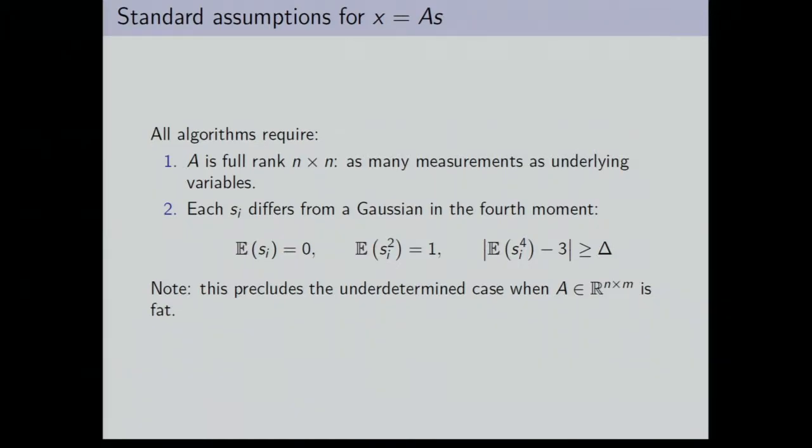But essentially what happens with all these algorithms is that, as I mentioned on the previous slide, you require the columns of A to be linearly independent, which pretty much means that A has to be full rank, n by n. That means you can only deal with the problem when you have as many measurements as underlying variables. What I mean by that is that the dimension of x, which lives in Rn, has to be the same as the dimension of S, the fully determined case. A second standard assumption is that each component of the vector S differs from a Gaussian in the fourth moment. A Gaussian's fourth moment is 3, so your fourth moment is bounded away from 3 by this quantity delta. The key point is that this precludes the underdetermined case, when A is a fat matrix. You're taking relatively few measurements, so X is a smallish vector, and S lives in a really big space.